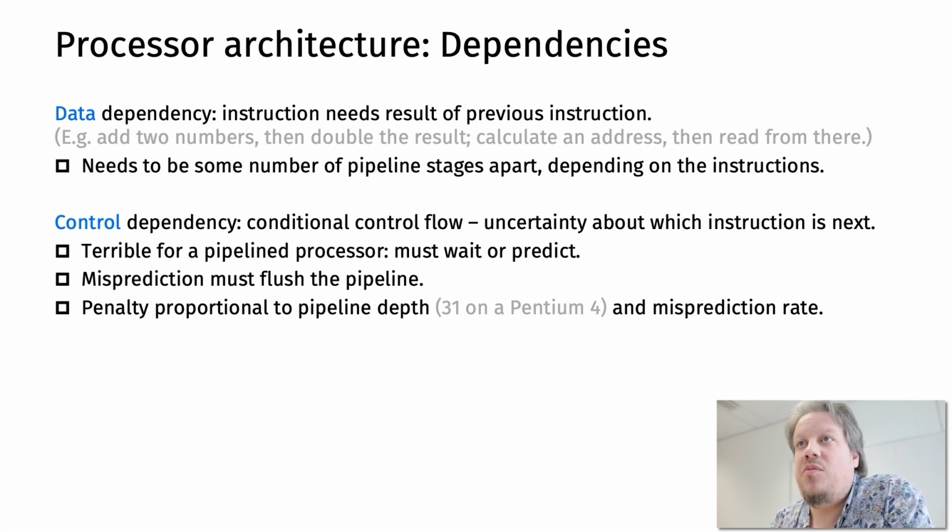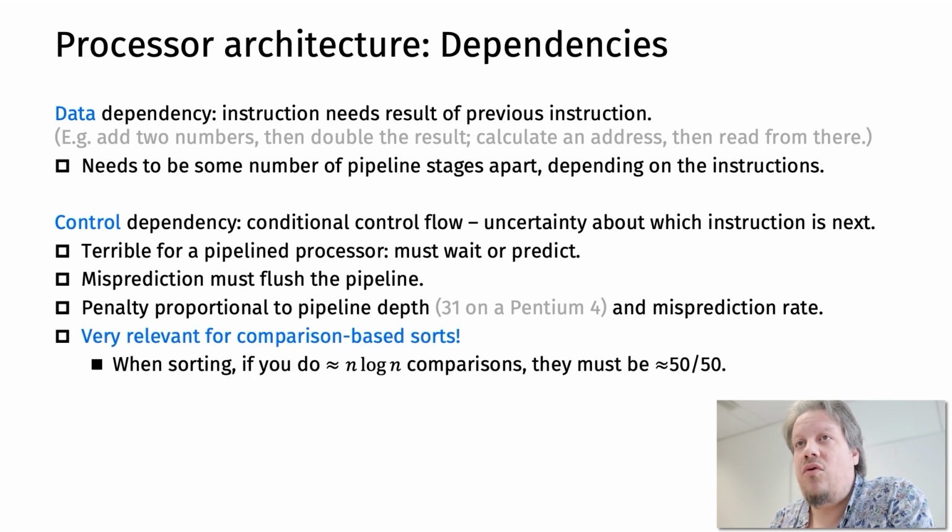And this penalty is proportional to how deep your pipeline is and the misprediction rate, because it's basically an expected value of having to do this. And this is very relevant for comparison-based sorts, because as we just mentioned, there is this n log n lower bound for comparison sorts, and this information theoretically means that if you only do about n log n comparisons, they must be about 50-50 yes and no. Otherwise, you're not getting enough information from them to do sorting.